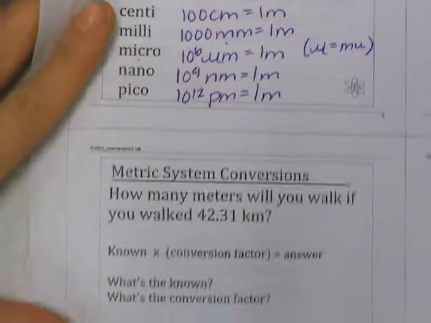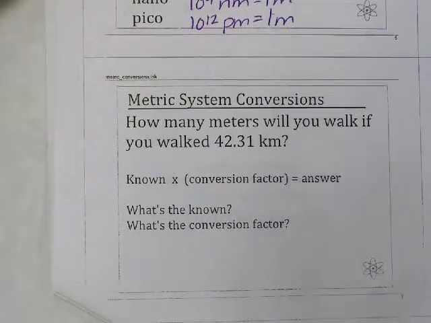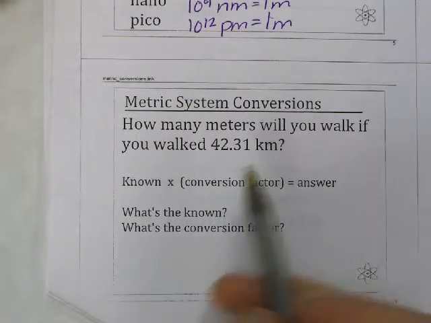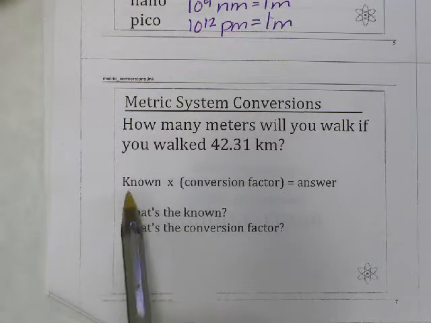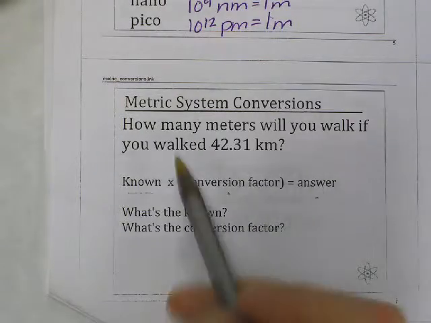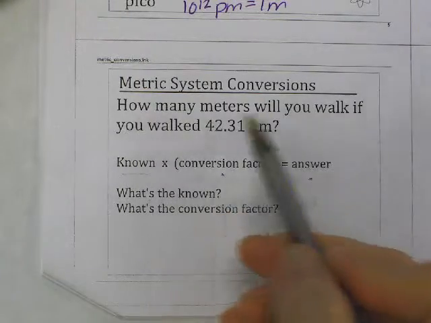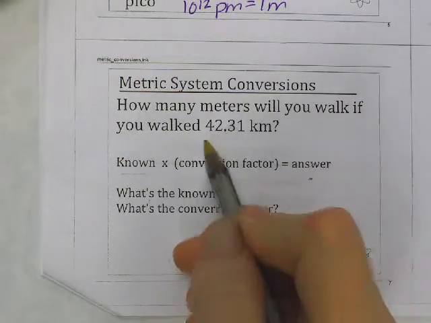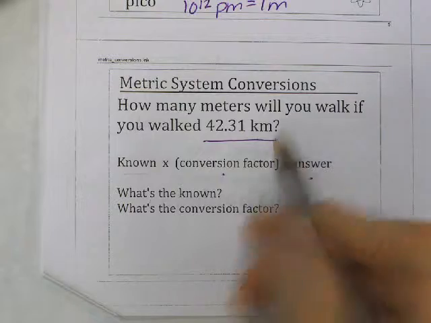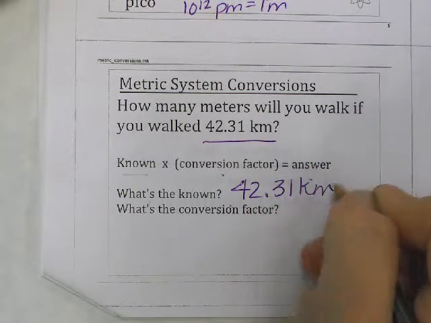So when I look at this first one, it says, how many meters will you walk if you walked 42.31 kilometers? My basic setup is always going to be the known times the conversion factor equals the answer. So when I read this problem, what is the known? Well, the known is the only measured value in the problem. So the known is 42.31 kilometers.